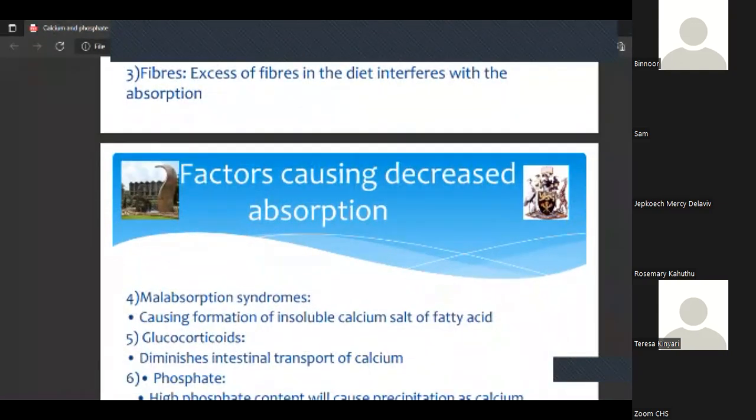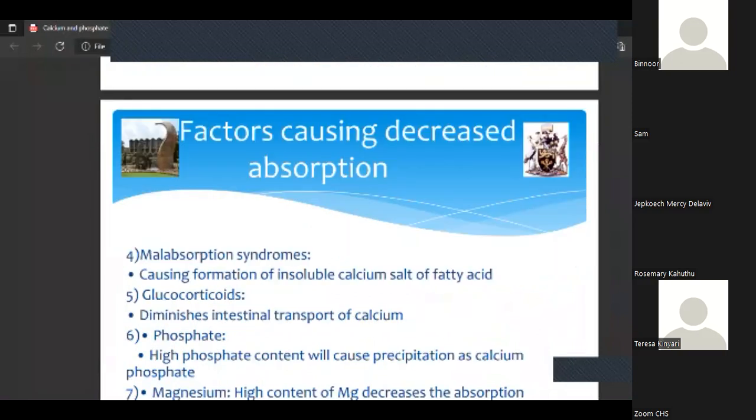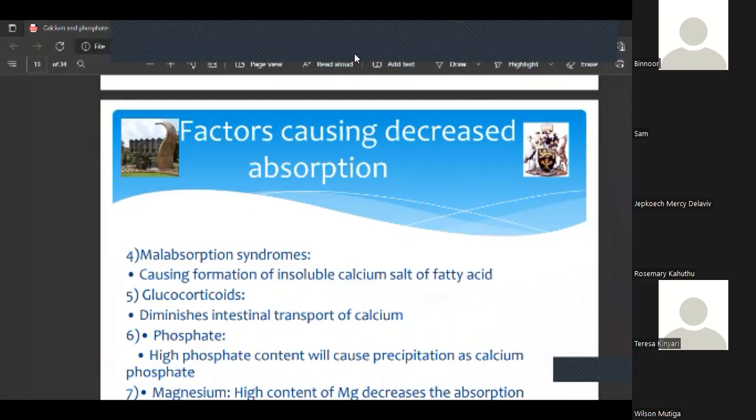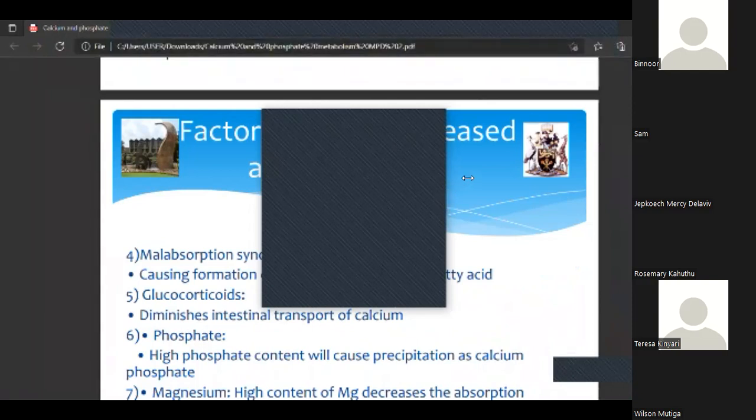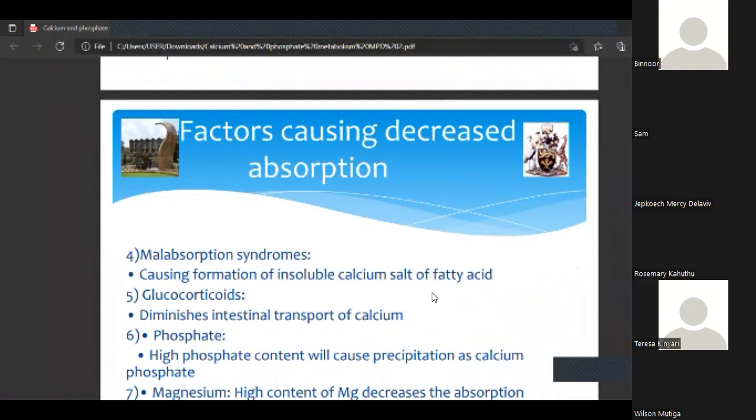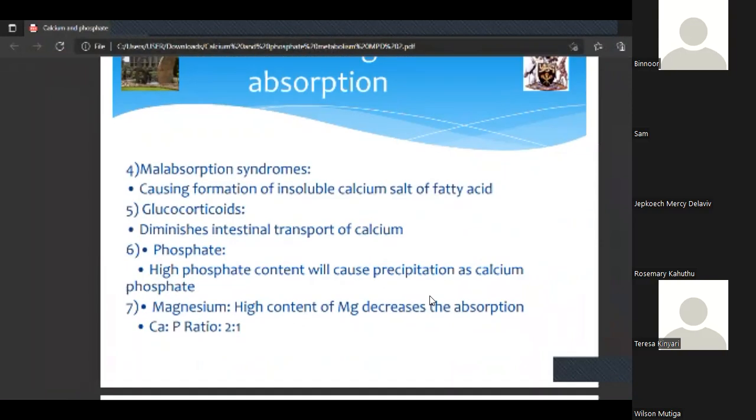Malabsorption syndromes are usually a very common cause of calcium deficiency because the insoluble calcium is bound to the fatty acids, and that will cause malabsorption of calcium. Glucocorticoids will also reduce the amount of calcium we have in the body by reducing intestinal transport.